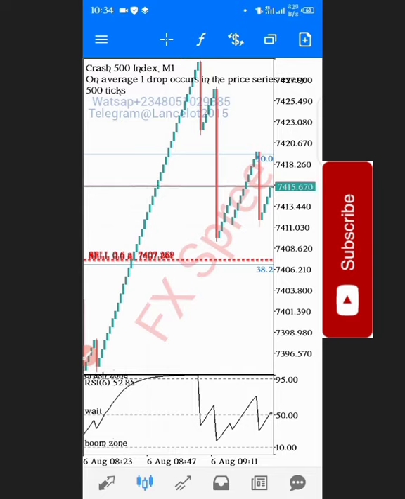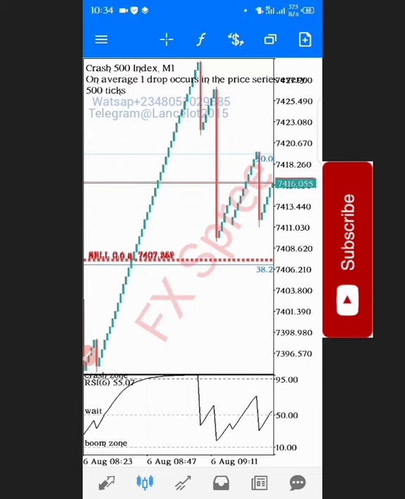So, this lesson today, we want to look at how to catch spikes correctly. And this can be done only if the tips and instructions on how to do this are followed. That is when we have success in using this particular strategy.